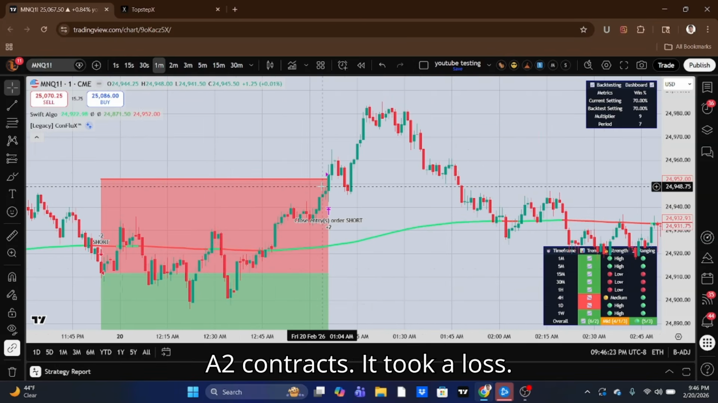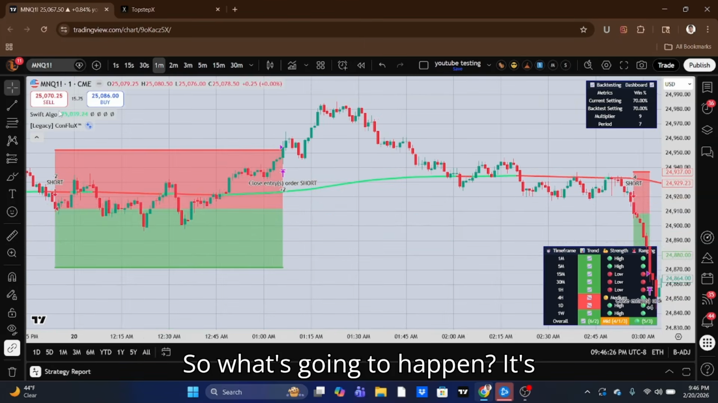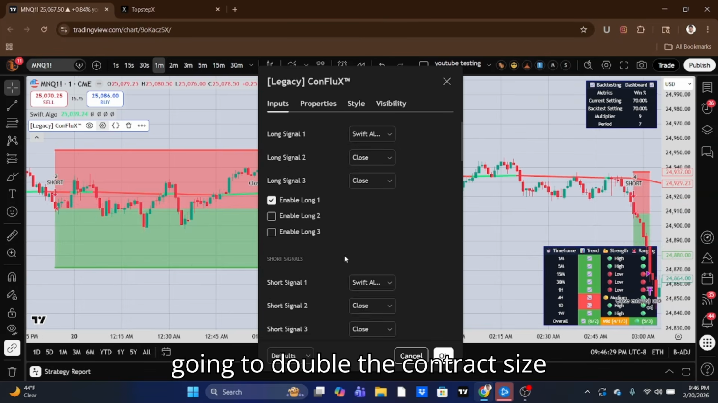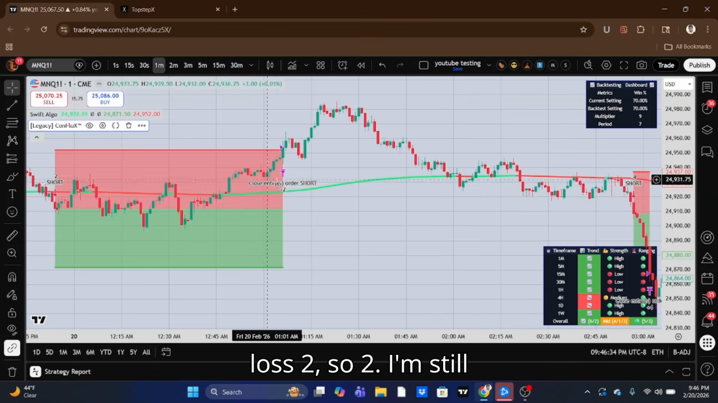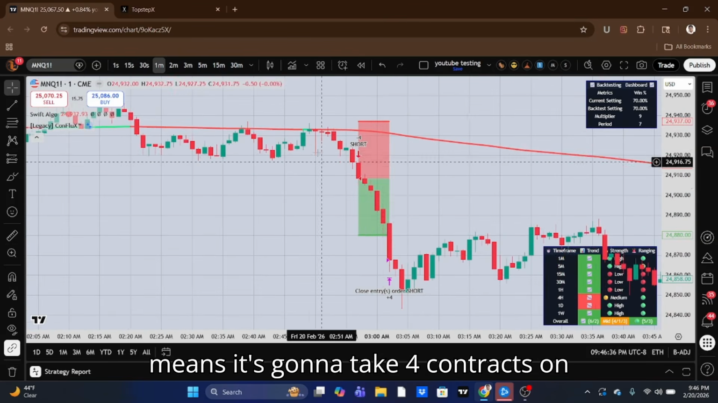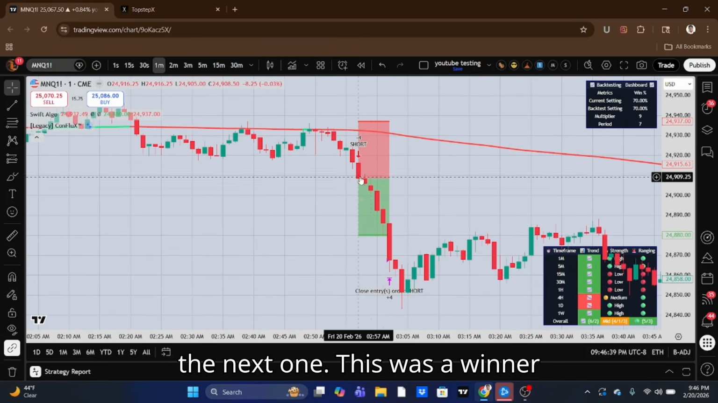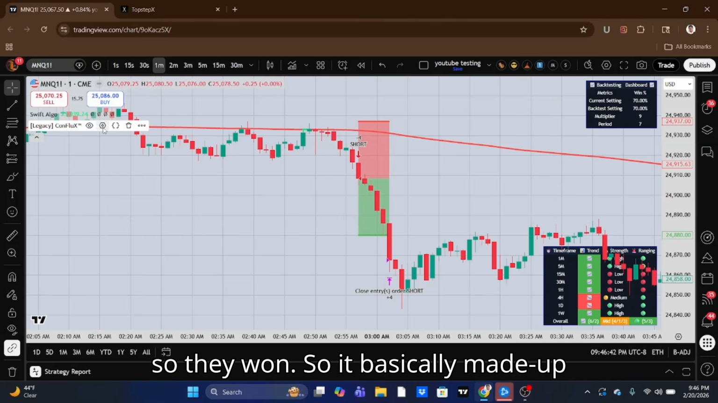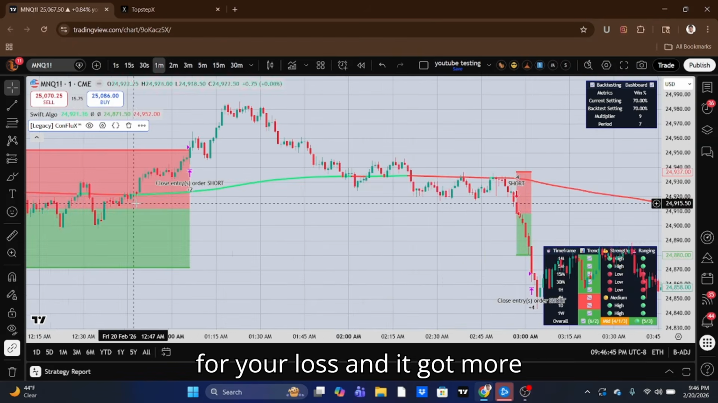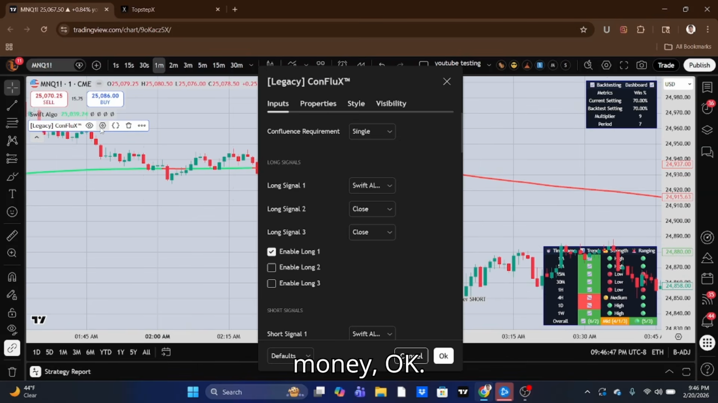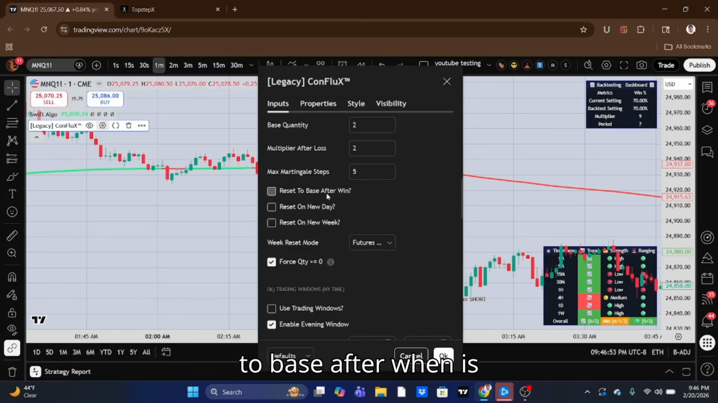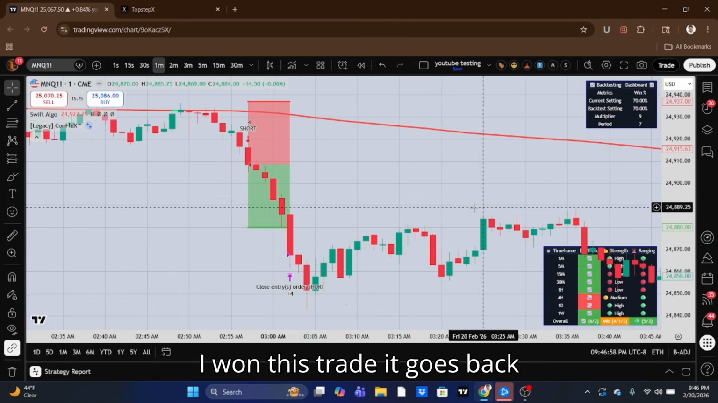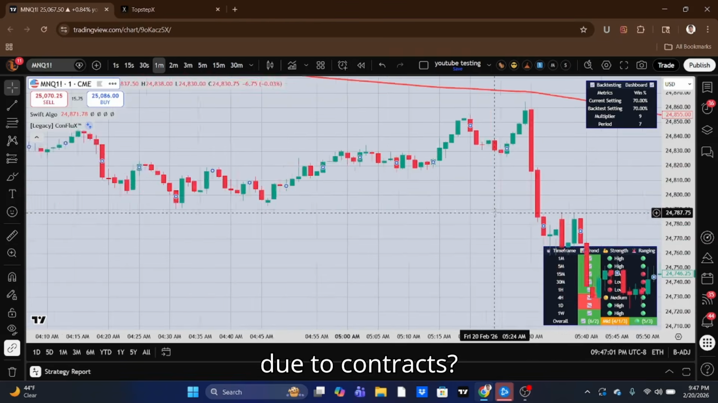It took a loss. So what's going to happen? It's going to double the contract size, because I have the multiply after loss set to 2. So 2 times 2 means it's going to take 4 contracts on the next one. This was a winner. So it won. So it basically made up for your loss and it got more money. But since I have reset to base after win checked, meaning since I won this trade, it goes back to 2 contracts.